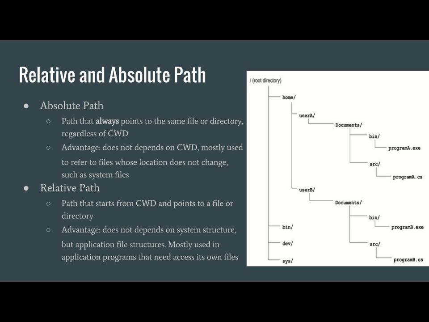System files mostly use absolute path because they're systems, they're relatively fixed, they don't care. Application files mostly use relative path because they do not want to be dependent on the system.